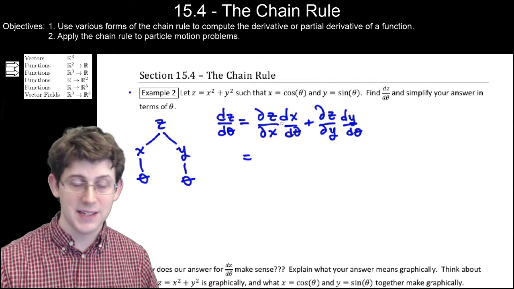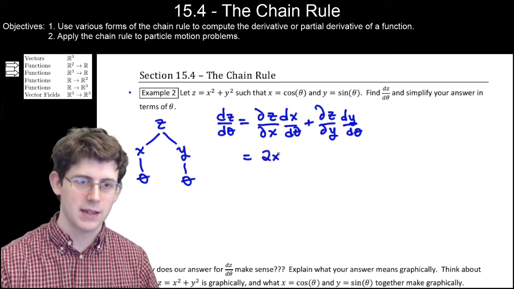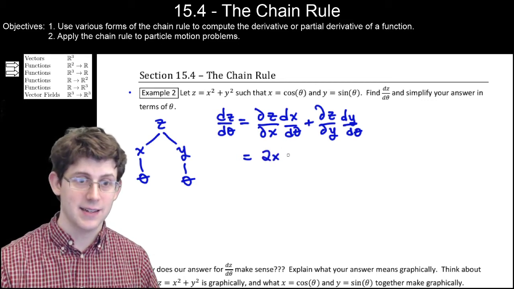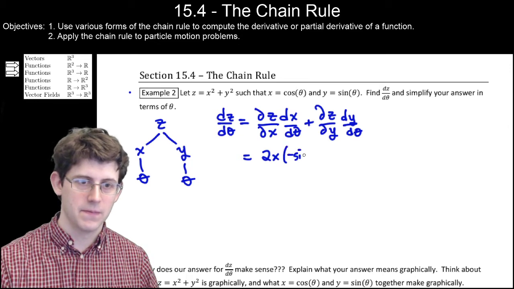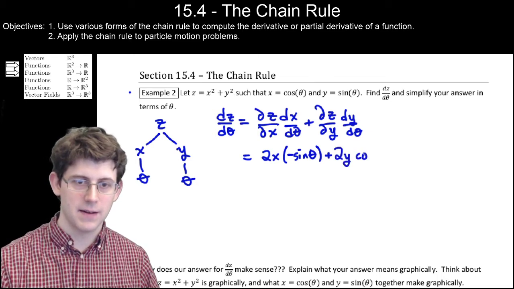Then you can just find all these things. So partial z partial x is the derivative here where x is the only variable. That's 2x. Dx d theta is minus sine theta. Partial z partial y, that's 2y. And dy d theta is cosine theta.